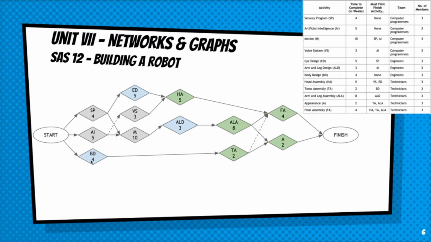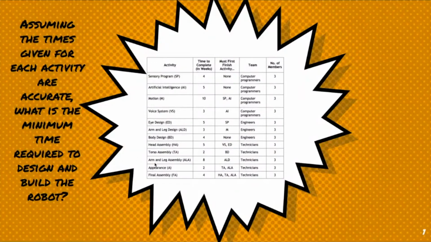Let's try through the body design. So body design is 4. Torso assembly is 2, that's 6. Final assembly is 4, that's 10. Obviously not the longest because that goes on to finish. And it's even shorter going this way, it's only 8. So the longest pathway is artificial intelligence, motion, arm and leg design, arm and leg assembly, and then final assembly, which is a total of 30. And that would be your answer to this question. You can go back and look at it if you'd like to.